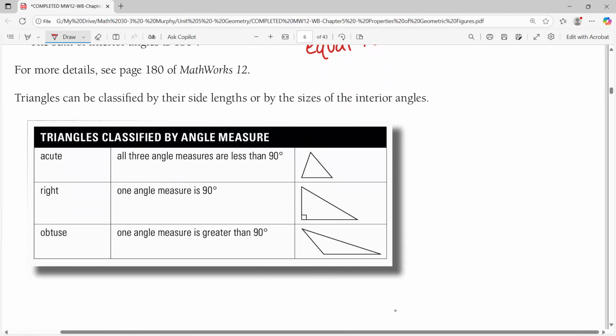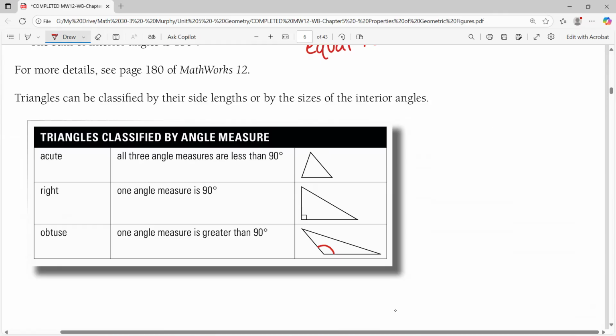So remember 90 is this one right here. Completely vertical line connected to a completely horizontal line, 90 degrees. If they are all less than 90, it is called acute. If one of them is 90, it is called a right angle, which we already know that. Obtuse, one angle measure is greater than 90, and it's right here. Okay, so bigger than 90.